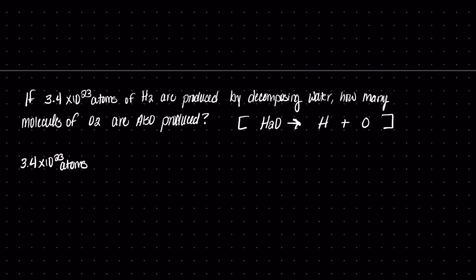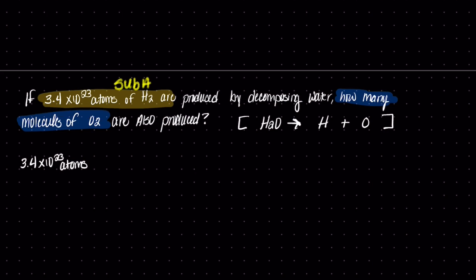Because I can see that I'm given atoms of H2 are produced. That sounds like a substance A. Then I'm moving into how many molecules of O2. That sounds exclusively like a substance B. So then we go to work.